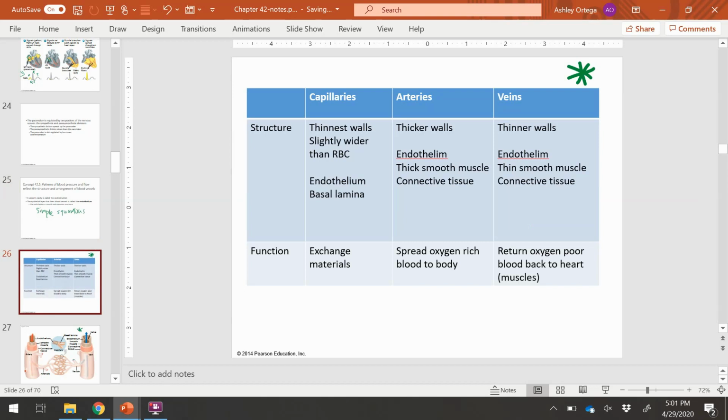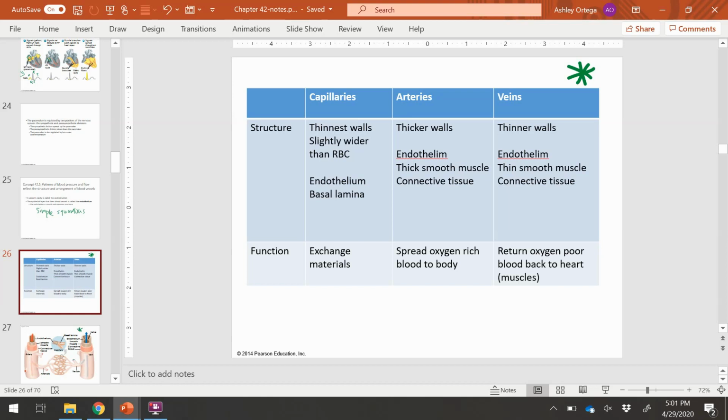And so here I put together a table of the structure and the function of the capillaries, arteries, and veins. We'll see this in picture form in the next slide, but this is a great way to study and understand the differences in the structure and the function of these blood vessels.